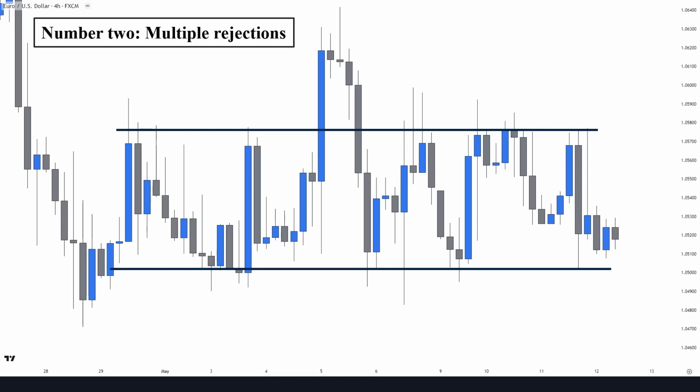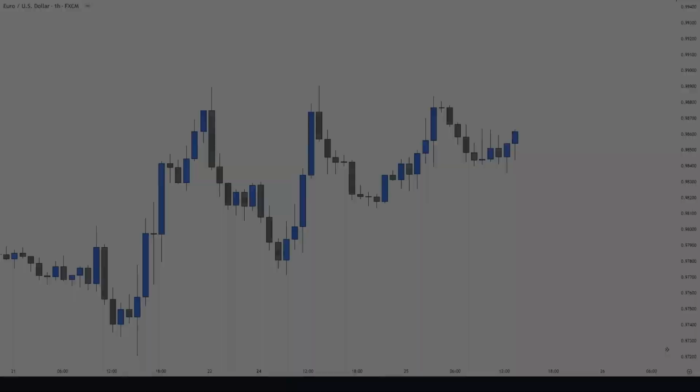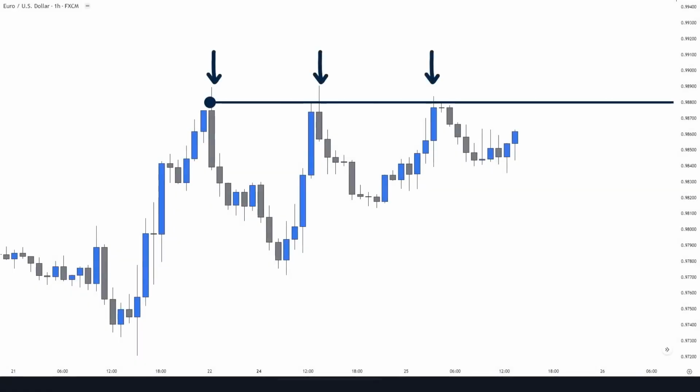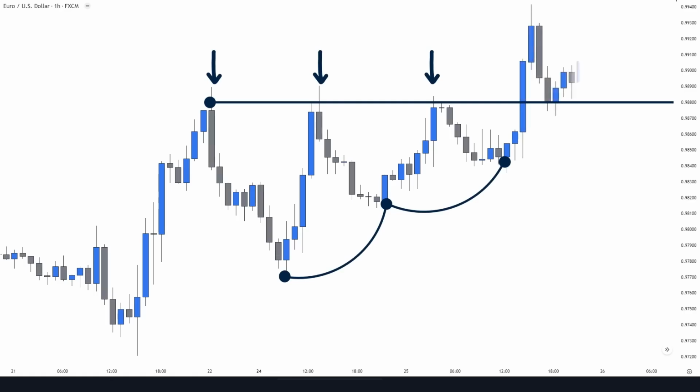More rejections are better, but it won't guarantee that the level will hold. When the market taps into a level, we closely watch price action to indicate what is happening. If the rejections are getting weaker every time, there is a higher chance for the price to break through this level, but it will be strong support if the price reaches this area again.